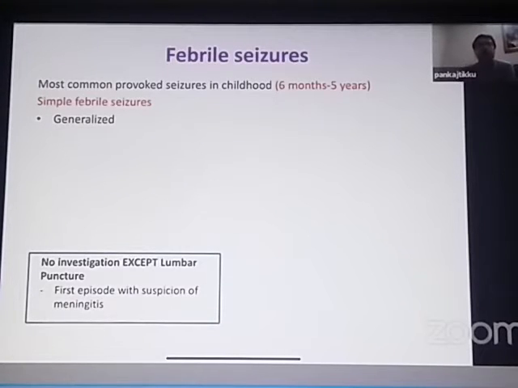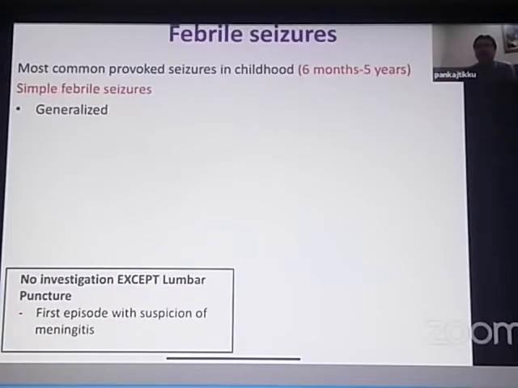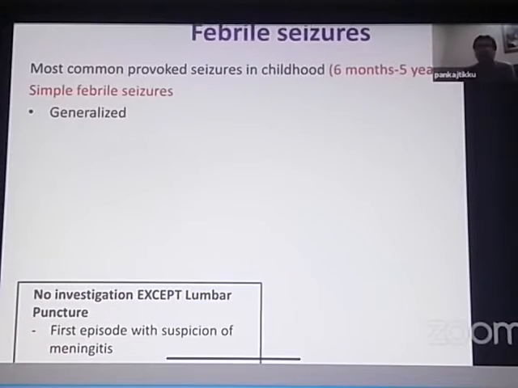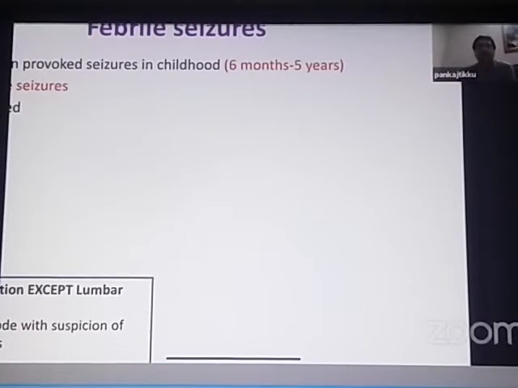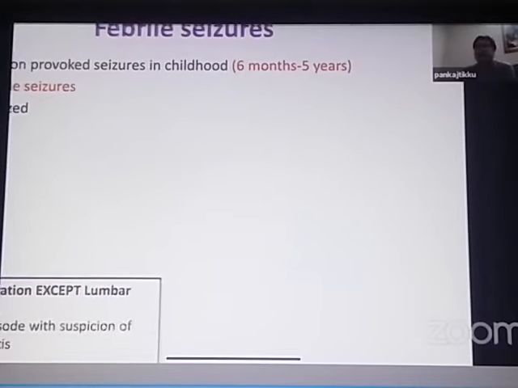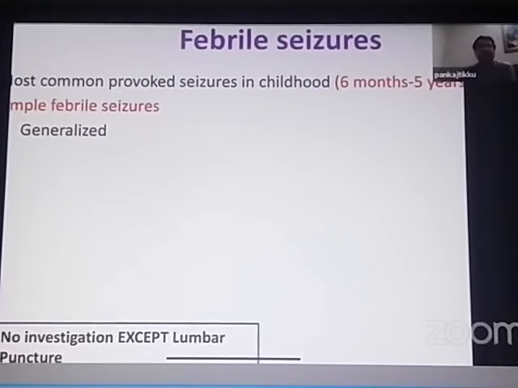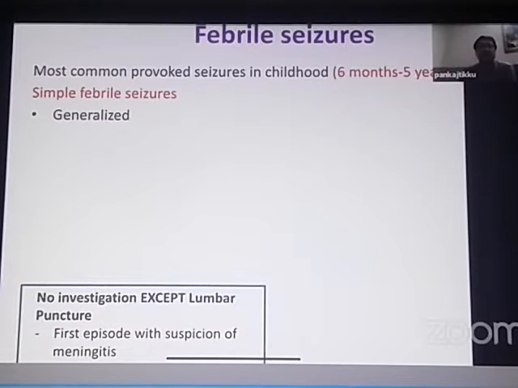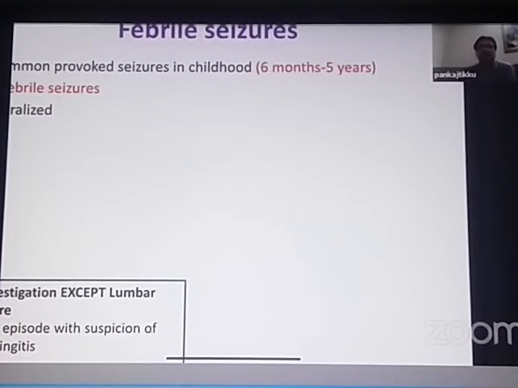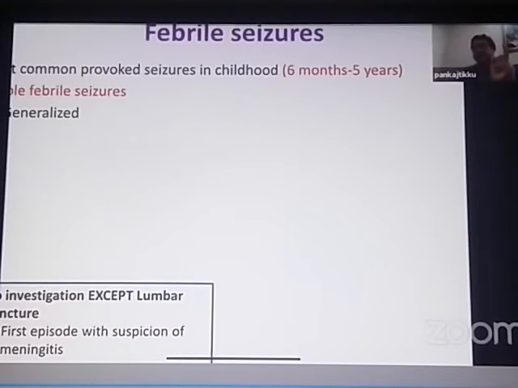So the most common provoked seizures of childhood are febrile seizures. Febrile seizures usually occur at ages of 6 months to 5 years. So which is the most common type of seizures of childhood? It is febrile seizures. What's the age group in which febrile seizures commonly occur? It is 6 months to 5 years of age.